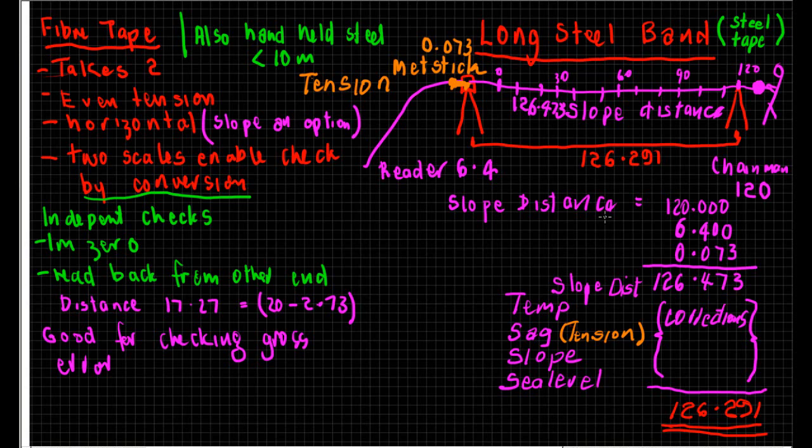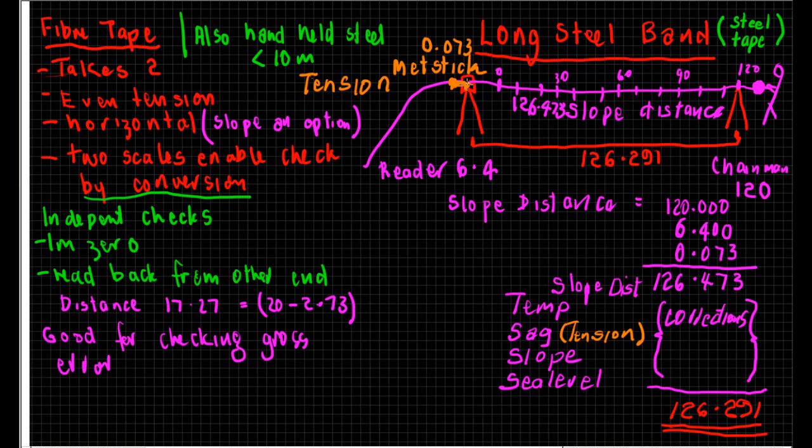So that is the slope distance, of course, in there, which is the 120 from the chainman, the 6.4 where we attach the met stick, the 0.73 off the met stick. We also, when we're doing these, take the temperature. So we measure the temperature, which enables us to determine how much the long steel band has expanded or contracted, and we can apply a correction for the temperature. The tension is measured, which we now know we can now calculate the sag using our theodolite or whatever have you at the other end, at the end here.